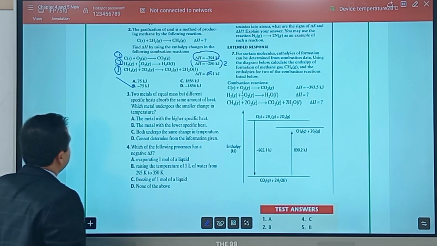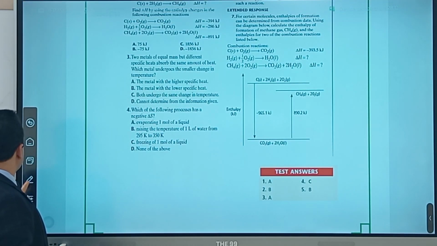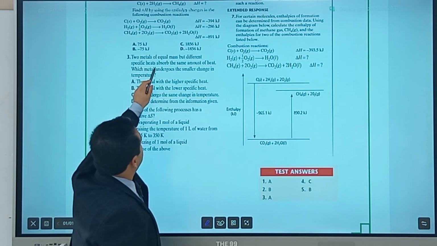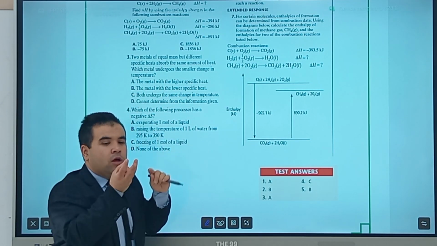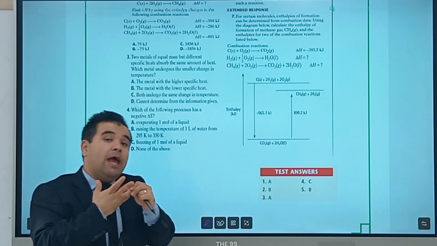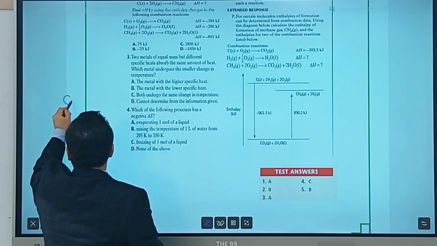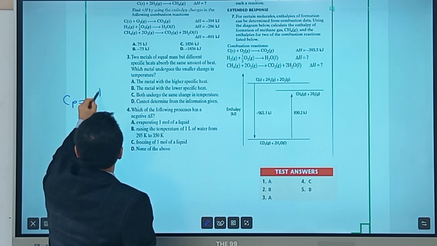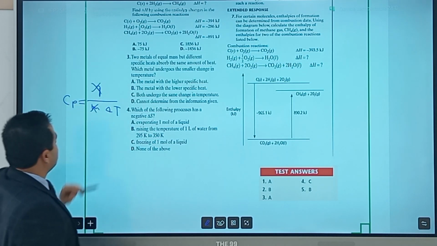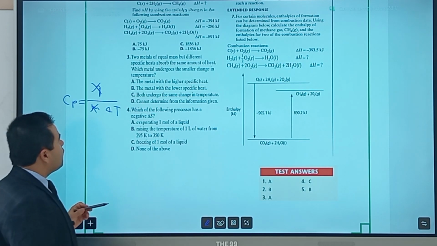As I know, it's negative 75, B is the correct answer. So 2 metals of equal masses but different specific heat absorb the same amount of heat. So the amount of heat and the masses are equal, Q and M are equal. The relation is between Cp and delta T. Cp equals Q over M delta T, guys. If these 2 are constant, what's the relation between Cp and delta T? Is inversely proportional, of course.